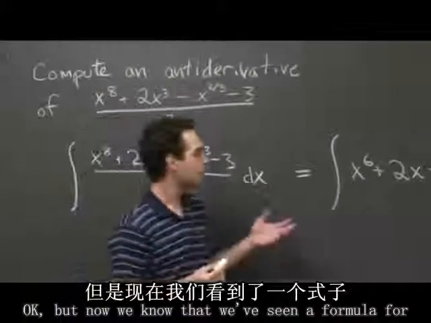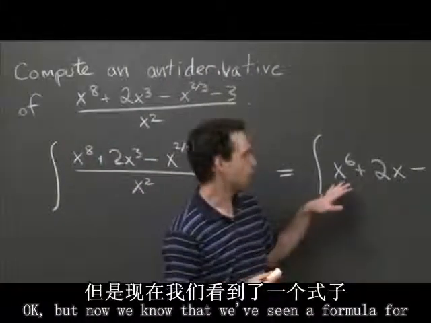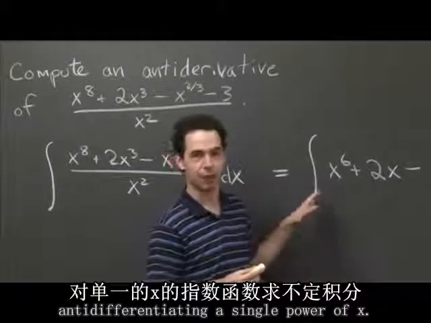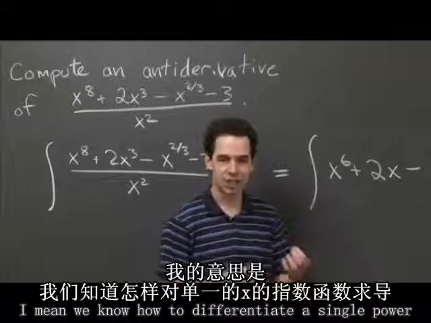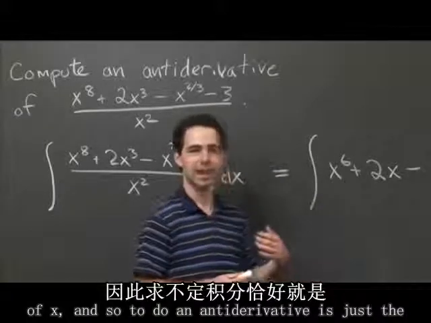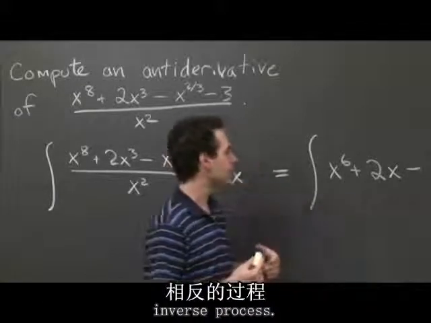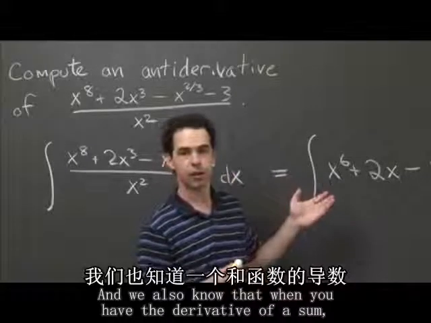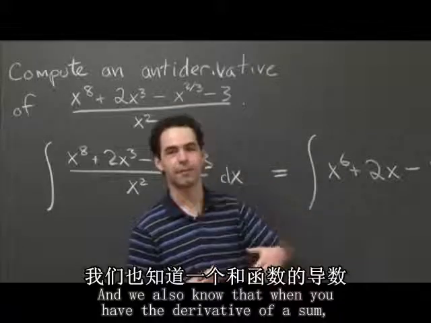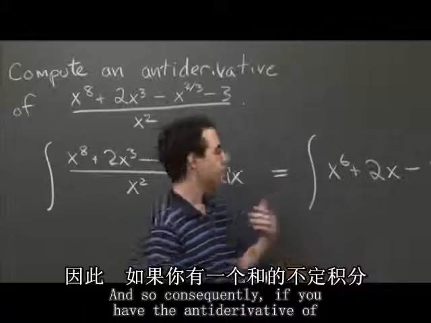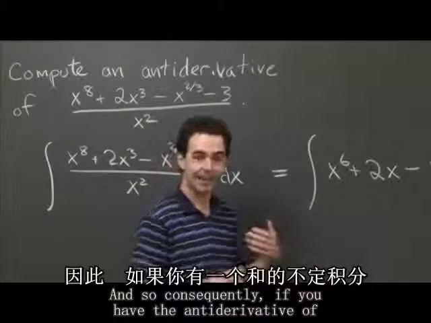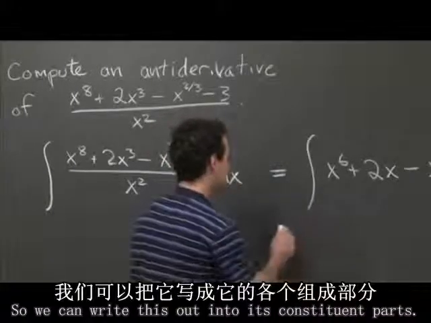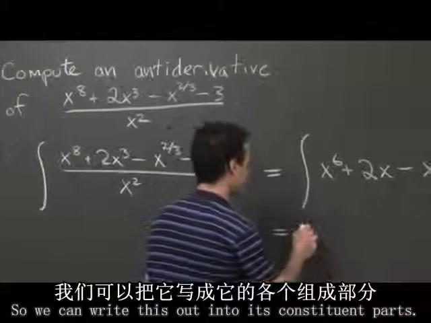Now we've seen a formula for anti-differentiating a single power of x. We know how to differentiate a single power of x, and so to do an antiderivative is just the inverse process. We also know that when you have the derivative of a sum, it's the sum of derivatives. Consequently, if you have the antiderivative of a sum, it's just the sum of the antiderivatives. So we can write this out into its constituent parts.